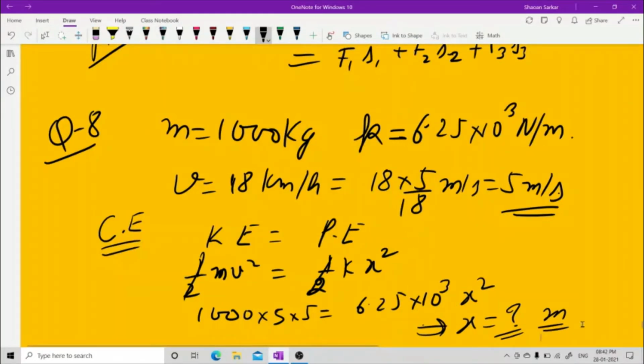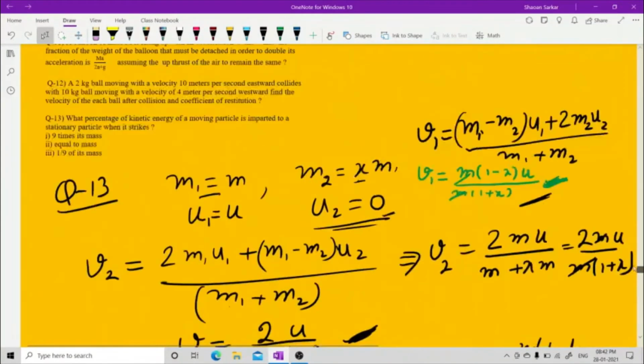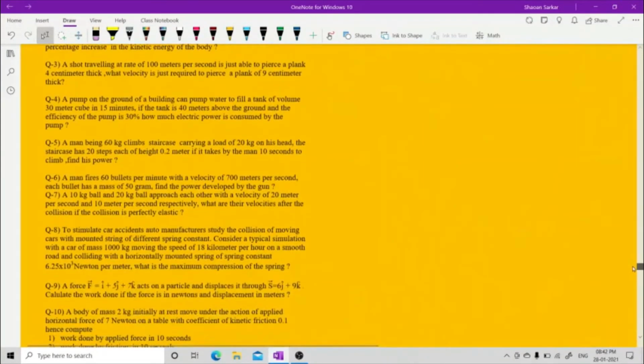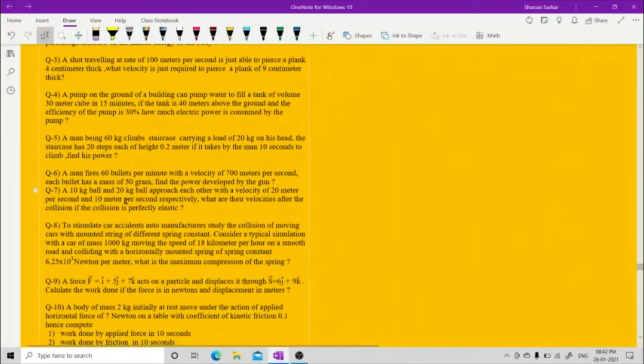Now question number 7. A 10 kg ball and a 20 kg ball approach each other with a velocity of 2 meter per second. What are the velocities after collision if the collision is perfectly elastic? I shouldn't do this problem, I have done this type of problem, eastward and westward. Do it yourself. You now know the concept.